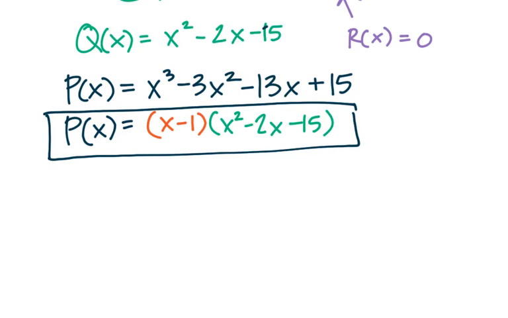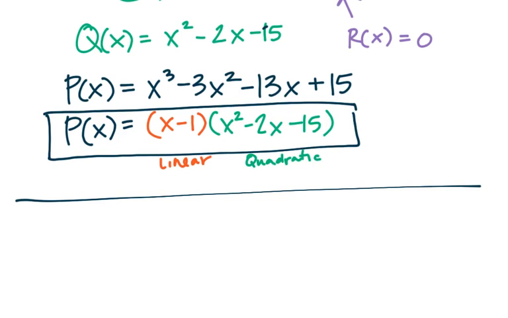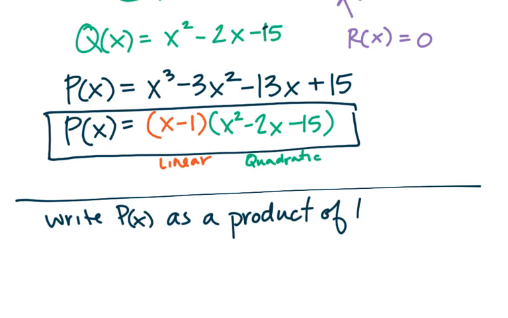So here I have factored this. I've written it in the correct form, and now I have p written as a product of two factors. The first factor, x minus 1, we call linear. The second factor, x squared minus 2x minus 15, is quadratic. That's all we need to answer the question, but I want to extend our thought process here. We could write p of x as a product of linear factors.